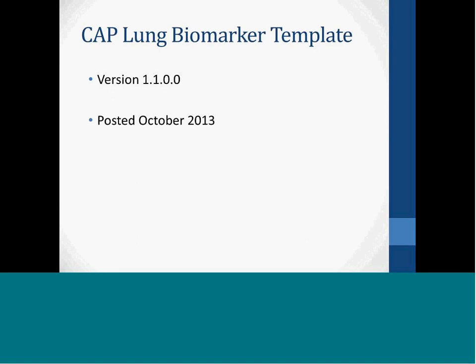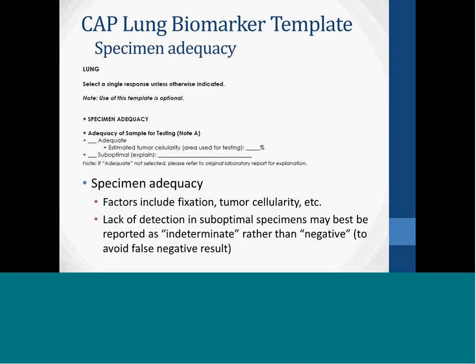So we'd like to move on to look at the lung biomarker template. Version 1.1 was early released in 2013, and posted in October of last year. The biomarker template starts with a field for describing specimen adequacy, and this can be adequate or suboptimal. Under adequate, there's a field for estimating the tumor cellularity as a percentage of total cells. This is really for some of the analytical considerations that I was mentioning previously, things like fixation and tumor cellularity, which may render a specimen suboptimal. I should note that if you're working with a specimen that is suboptimal, a failure to detect something like an EGFR mutation in that setting may best be reported as an indeterminate result rather than a negative result.